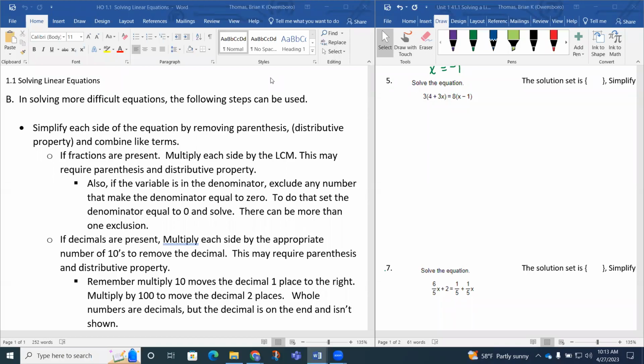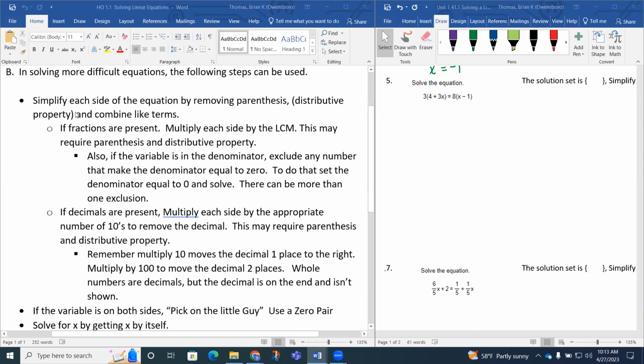So again, we want to solve this equation. Right now, it's really hard to tell what kind of equation it is because there's so much going on. So, like I said, in solving more difficult equations, these steps can be used. So again, this handout is printable. If you want to print this out, you can for your own notes, or you can just write these notes down however you'd like to do it, and just put them in your little notebook.